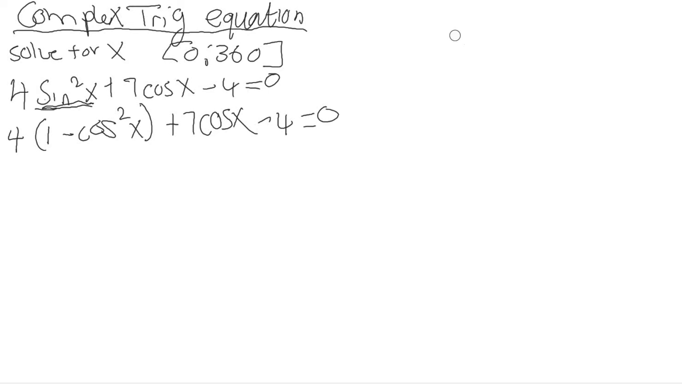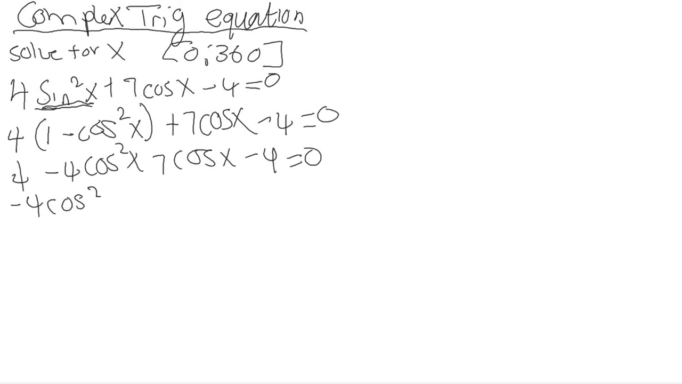Now proceeding with our problem, we can say 4 multiplied by 1 minus cos squared x, then we have plus 7 cos x minus 4 equals 0. Then we can group these terms and place them properly: cos squared x, and then plus 7 cos x, and the 4 minus 4 will go out, so you'll be left with negative 4 cos squared x plus 7 cos x, and this is equivalent to 0.